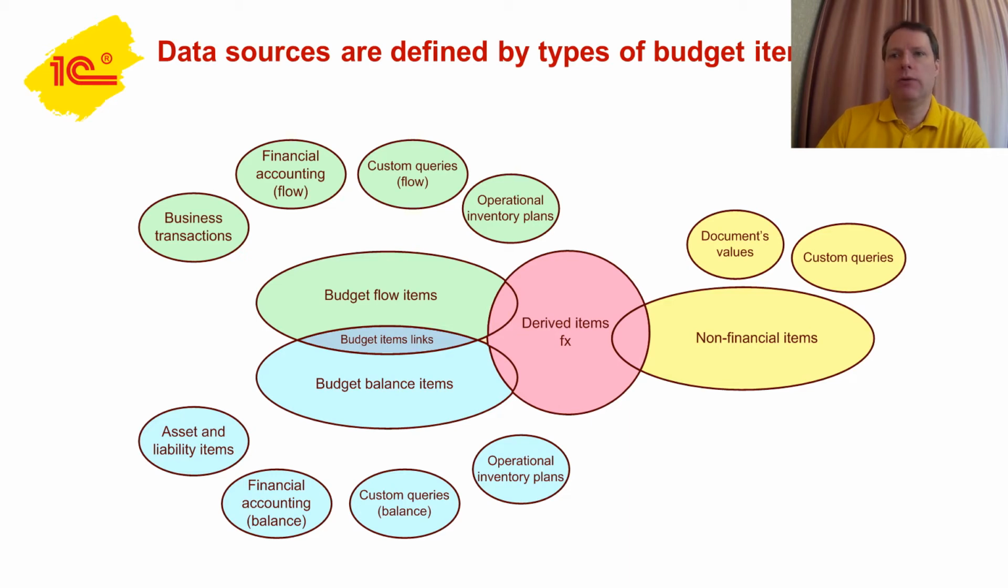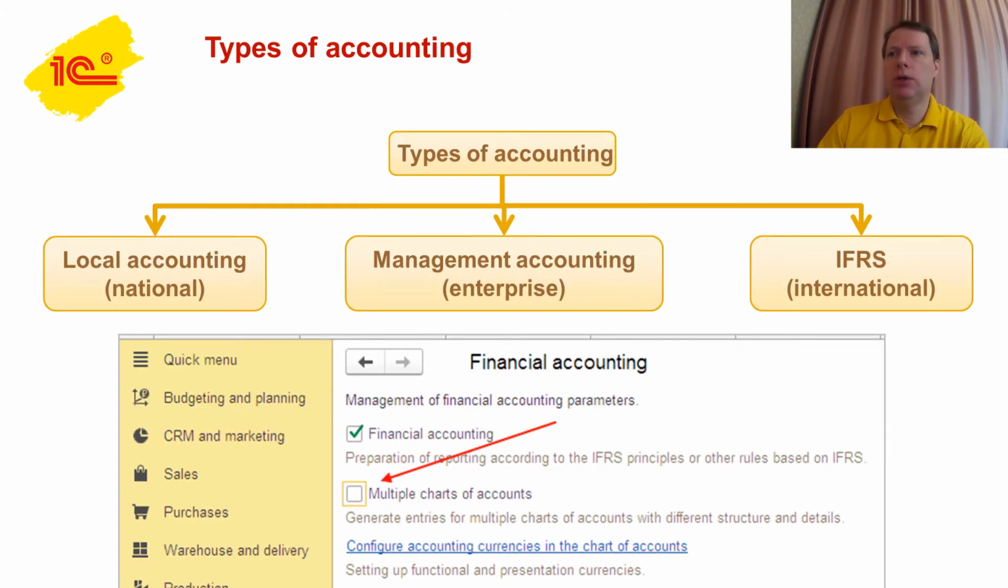The data sources for budget items are financial accounting, the data from charts of accounts; operational accounting, the data from business transactions; inventory plans; and other budget items themselves. Here we must stop and talk about the ability of our system to use different kinds of financial accounting. They can be local accounting by national standards, management accounting by enterprise standards, and international accounting by IFRS standards.